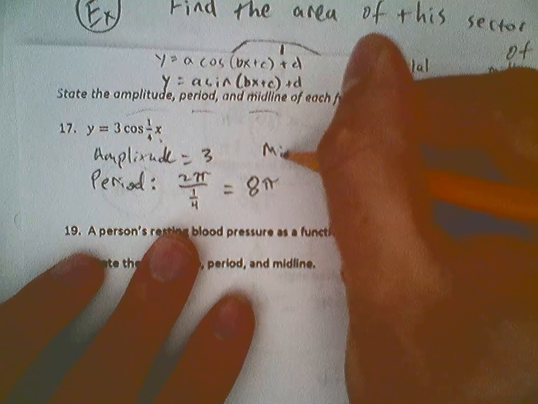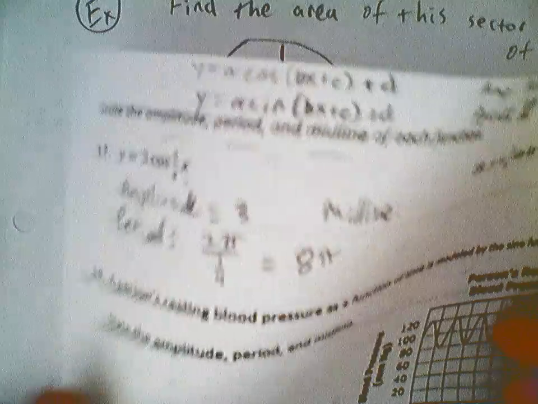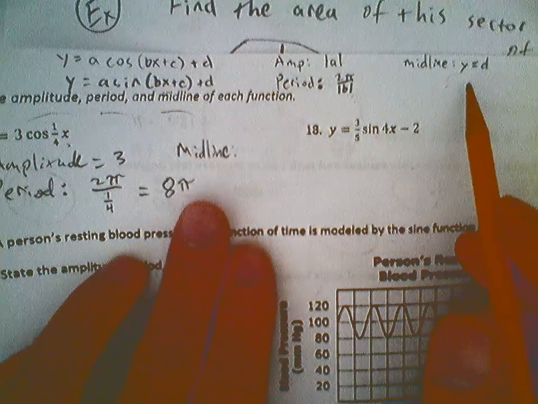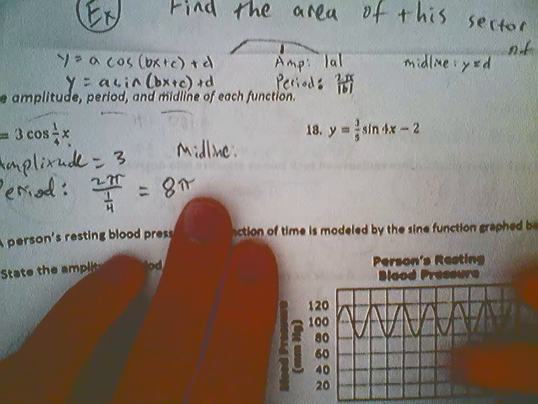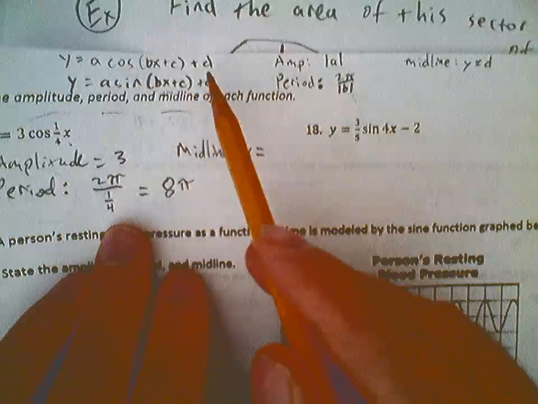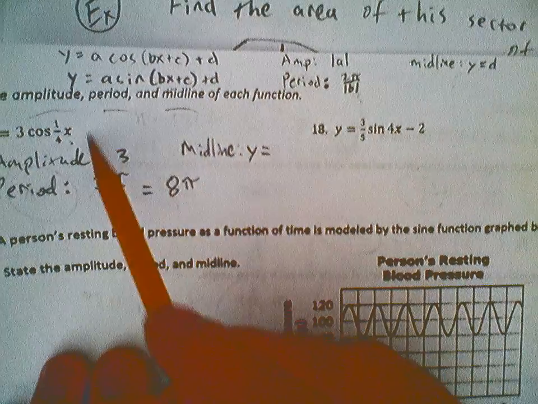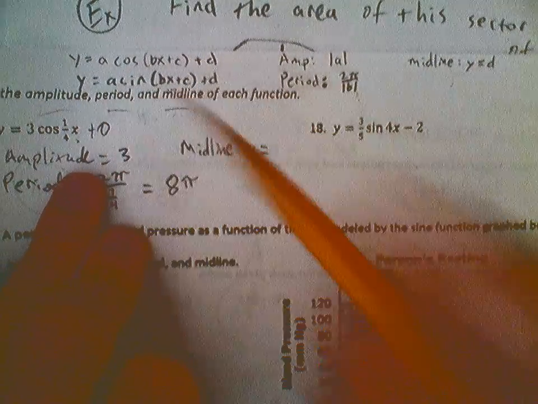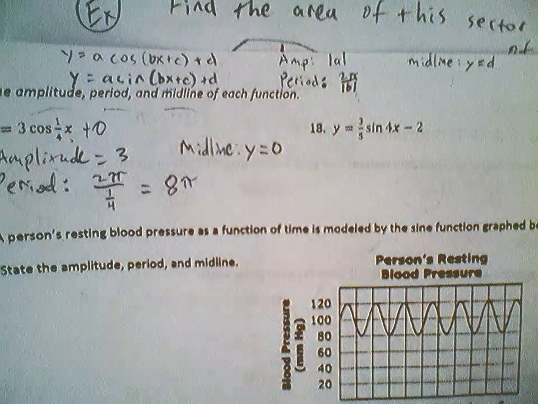And finally, midline. Midline is always written like y equals some number, because it's a horizontal line that goes through the middle of the curve. That number is the number that's added or subtracted on the end of the function. There's not anything added or subtracted here, so technically I've got just plus 0. So my midline is y equals 0.